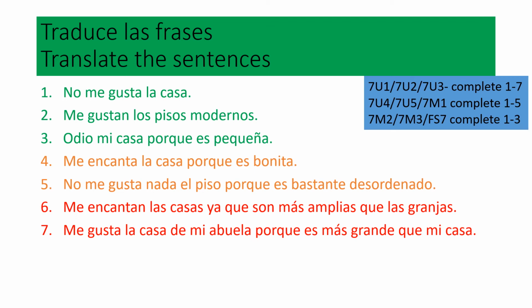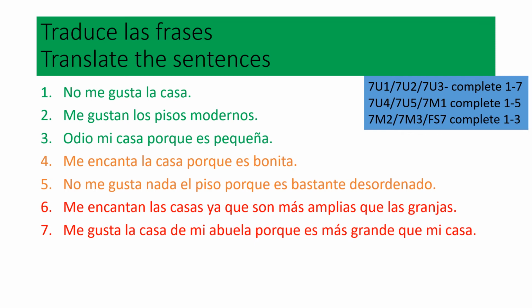Right, on this slide you have got your blue box again with the options of which to complete for which group. So 7 up 1, 7 up 2, 7 up 3, complete 1 to 7. 7 up 4, 7 up 5 and 7 and 1, complete 1 to 5. 7 2, 7 and 3 in foundation school, complete 1 to 3. If you want to, for example, if you're in 7 upper 4 and you complete 1 to 5 really quickly, push on to 6 and 7 and challenge yourself.